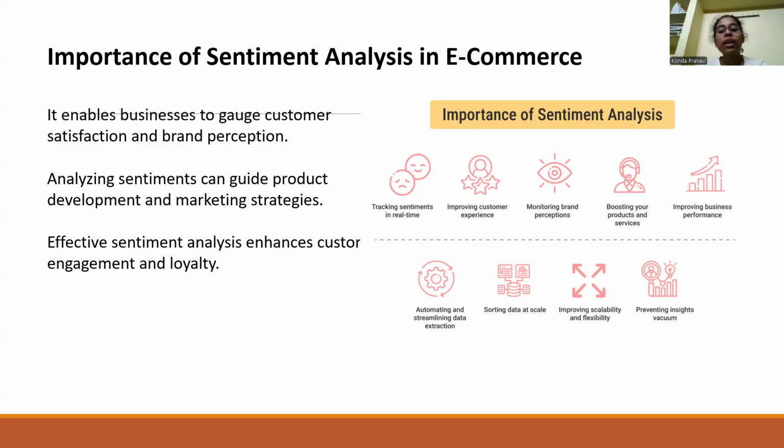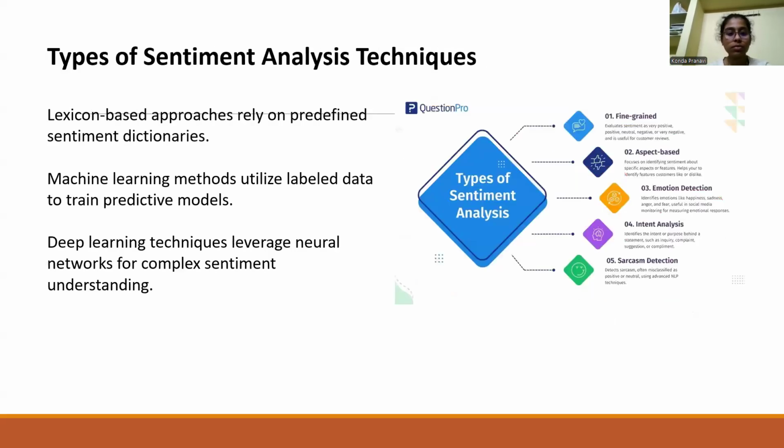These are done by automating and streamlining data extraction and sorting data at scale, improving scalability and flexibility, and providing insights in various products. Negative sentiment spikes can alert companies to product defects early, preventing financial and reputational cost. So we must focus on sentiment analysis in e-commerce.